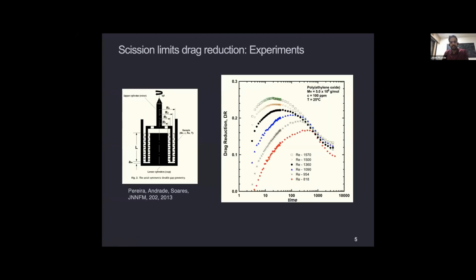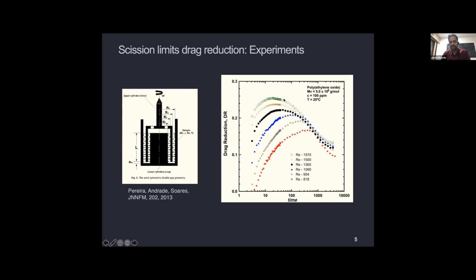Another experiment, which is more akin to the simulations I'll be showing you, is this double gap geometry, where you have this inner annular cylinder being stirred by a motor. So you apply a fixed torque and you measure the angular velocity, and that gives you a drag or a friction factor. And now if you look at that level of drag reduction, again for different Reynolds numbers, and these results are by the group of Soulié. They did it for different polymers as well.